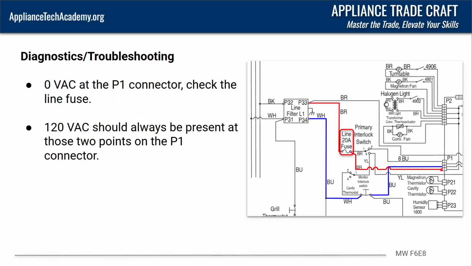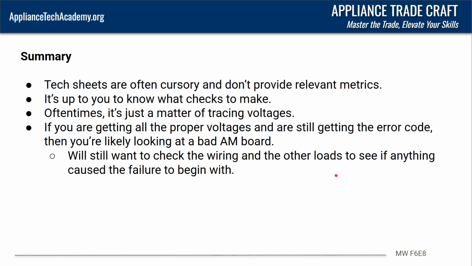So if we have 120 volts here, and we have maybe no DC voltage on that connector up there going to that, then yeah, I would say you probably have a bad appliance manager board. But even on that note, you'd still want to check all the wiring and all the loads to see if there's anything that caused the board failure to begin with.